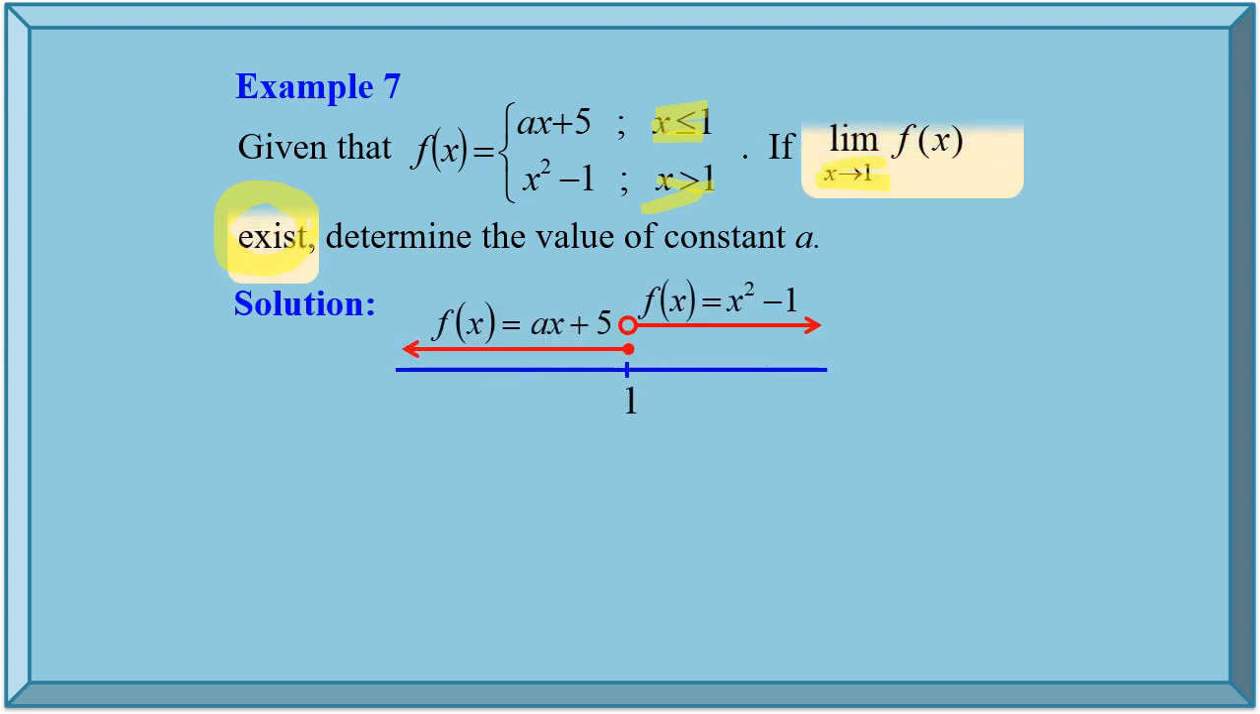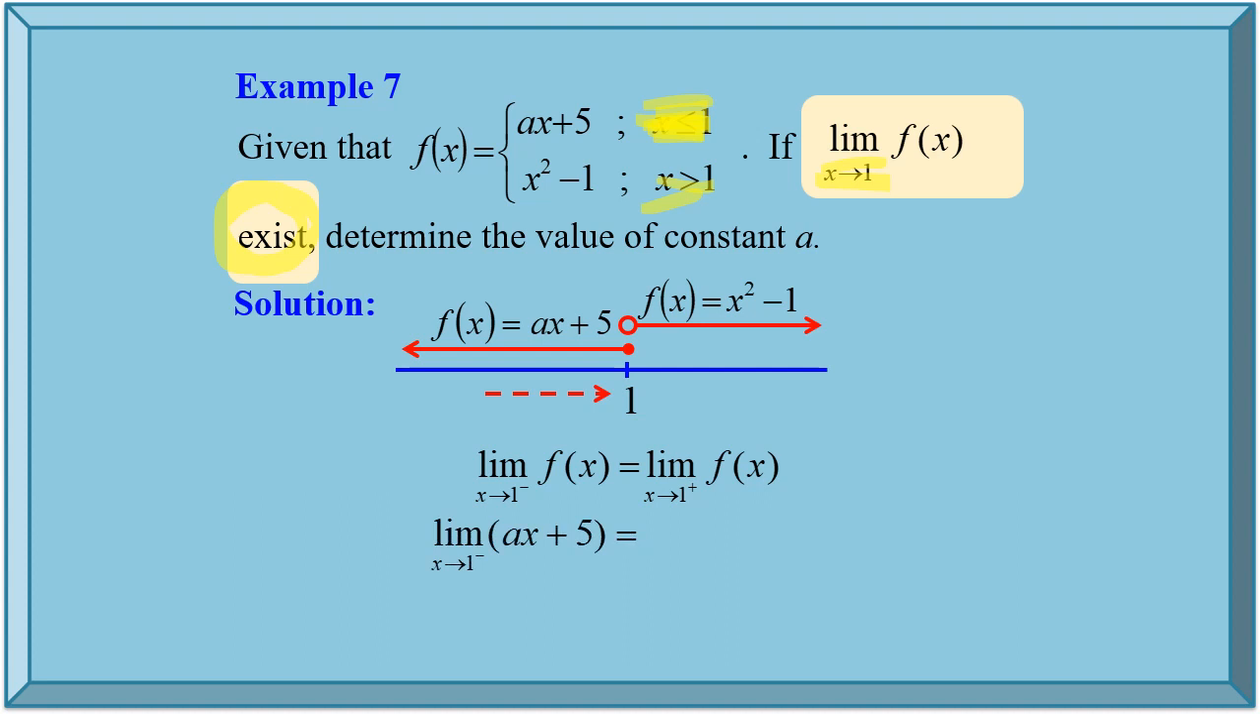Okay, so what is the limit from the left side? The limit of f(x) as x approaches 1 from the left side, so x should be less than 1. So the function is ax plus 5. So we get the limit of ax plus 5 as x approaches 1 from the left side. And then from the right side, we should take the domain where x is more than 1. So the function is the limit of x squared minus 1 as x approaches 1 from the right side. After that, we just directly substitute the value. So what is the value we need to substitute? Yes, 1. So substitute 1 on both sides.